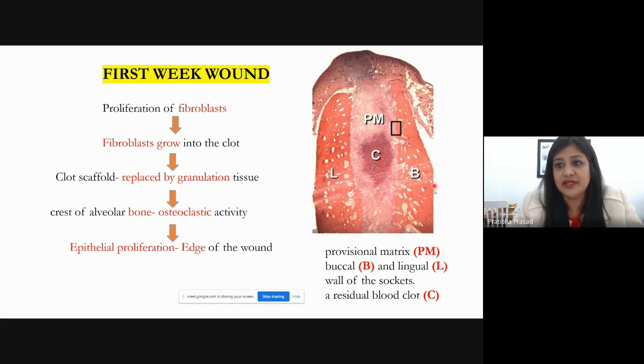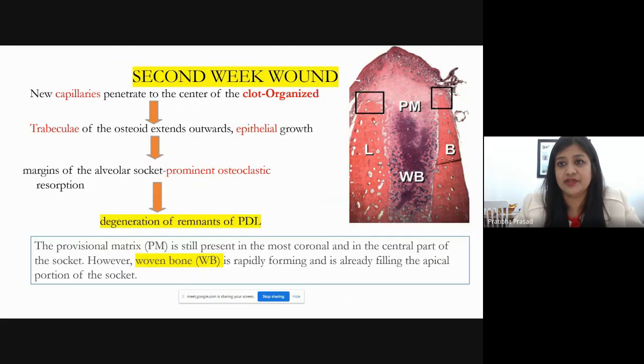This L and B are nothing but the buccal and lingual wall of the socket, and PM is the provisional matrix. Basically, it contains granulation tissue, there's some osteoblastic activity, everything together.